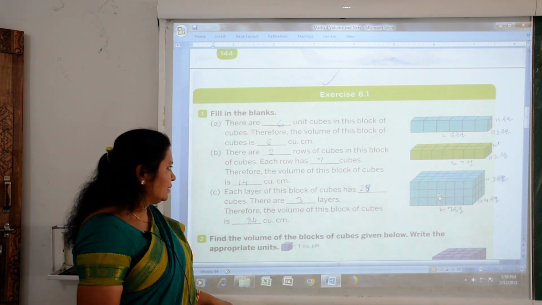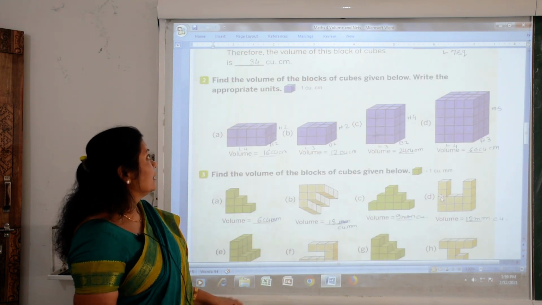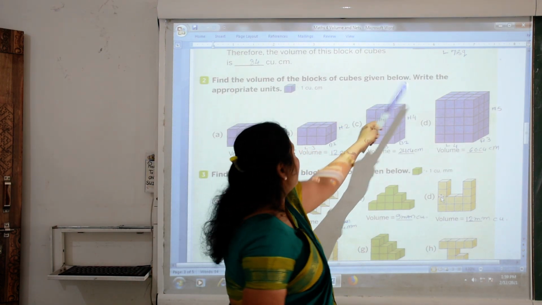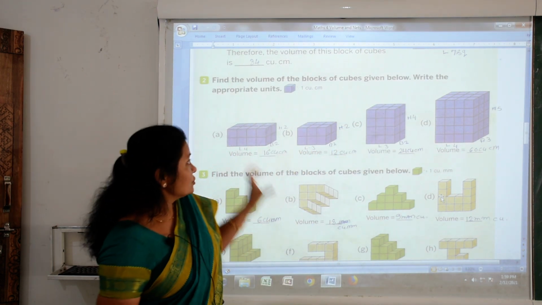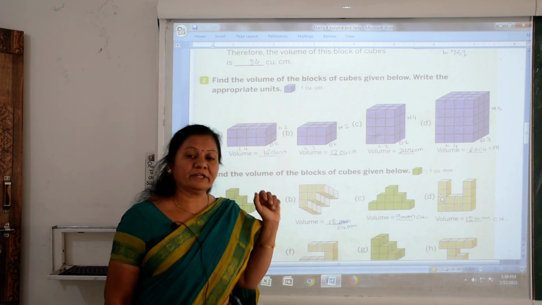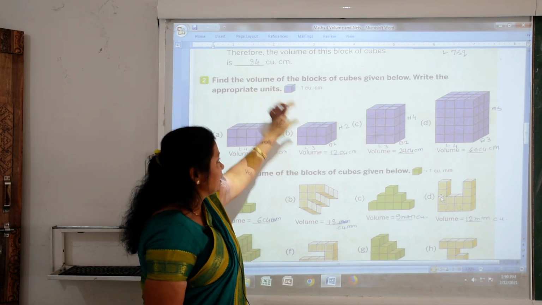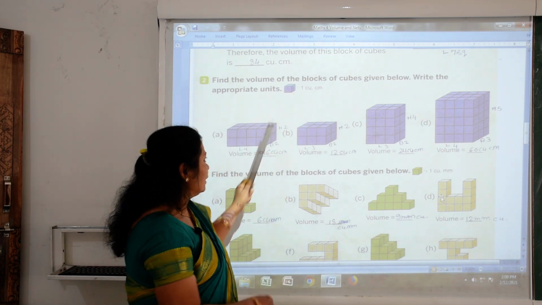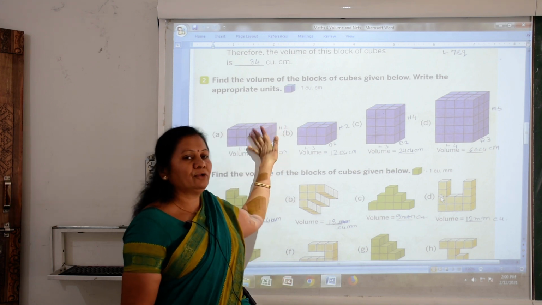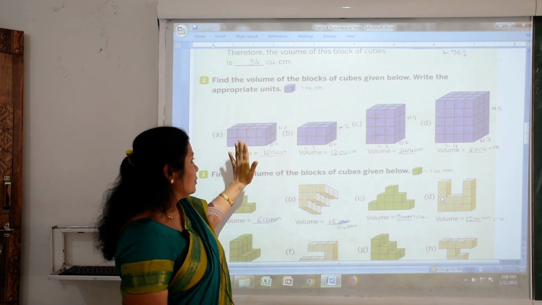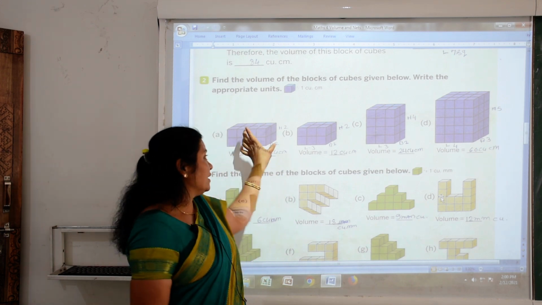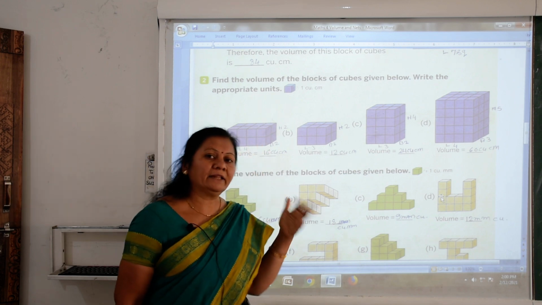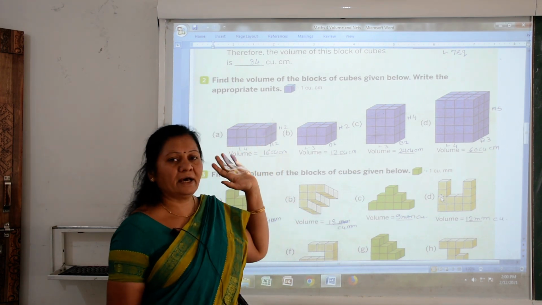Okay, now next. Find the volume of the blocks of cubes given below. Write the appropriate units. So here आपको लिखा 1 blocks. What is the measure of one cube? So this 1 cube measures 1 cubic centimeter. So you will count, and according to length, breadth and height you can find out the volume. We cannot easily count squares in a 3D shape, so we'll find the volume according to length, breadth and height.